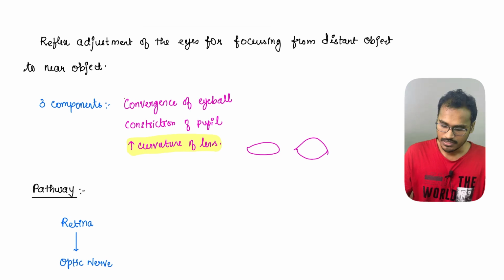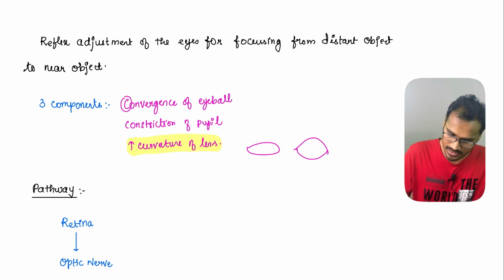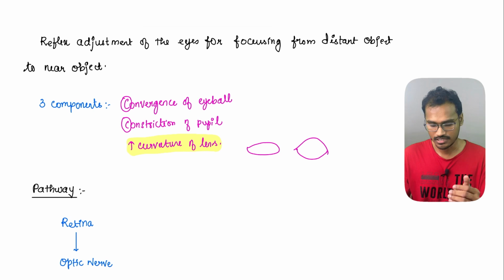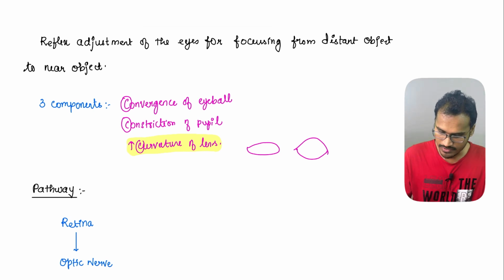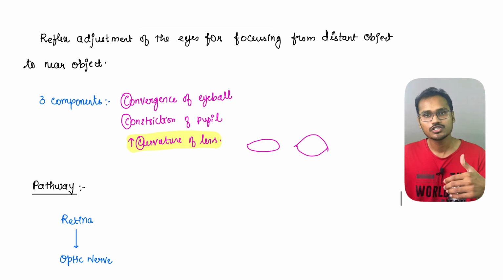Here all of them will happen. So you can remember it like 3 C's. Convergence of the eyeball, then the constriction of the pupil, increase in curvature of the lens. So all these things will happen. So now let's see the pathway.